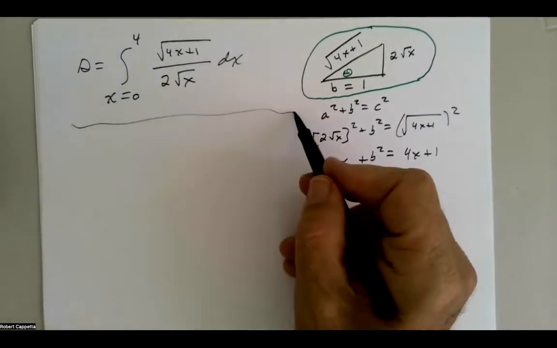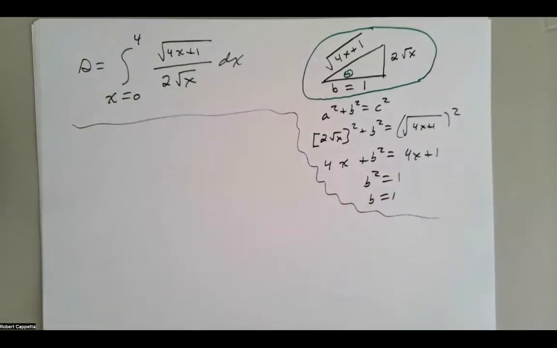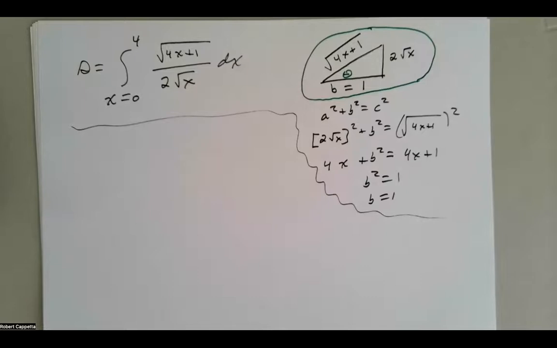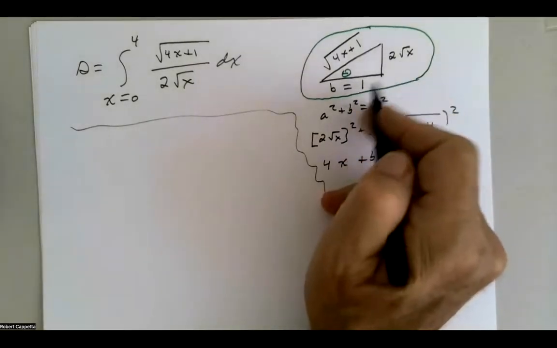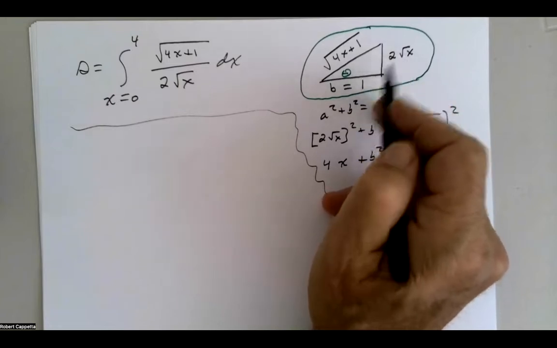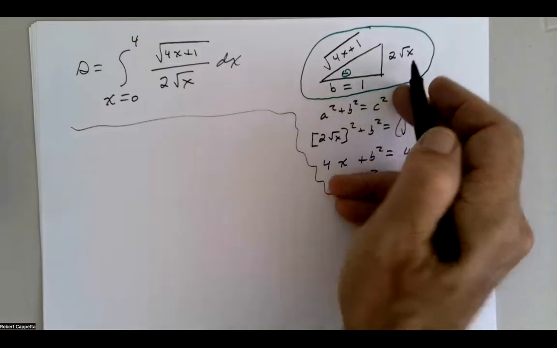What is the simplest part of that? How can we make sense of it? I need a 2 root x, I need a root 4x plus 1, and I need a dx. Those are all things I need to get to be able to finish this problem. So what am I going to start with? How about opposite over adjacent? That's what? That's tangent. So we'll say tangent of theta is 2 root x over 1.